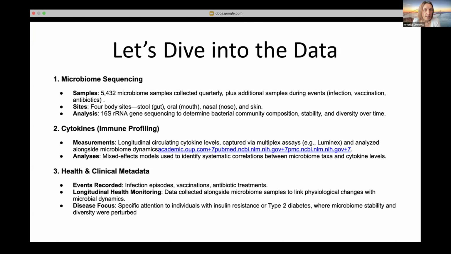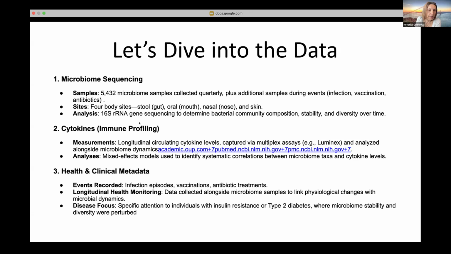Also, this is in 4 body sites: stool, meaning from the human gut, then oral from the mouth, nasal from the nose, and skin samples. And the analysis here data. We will talk more about this next time.